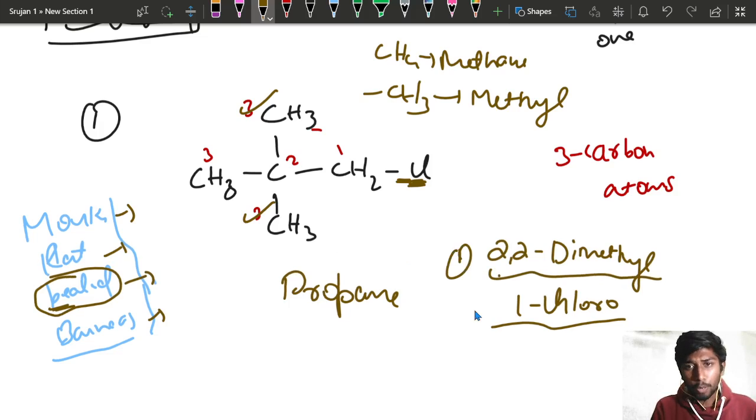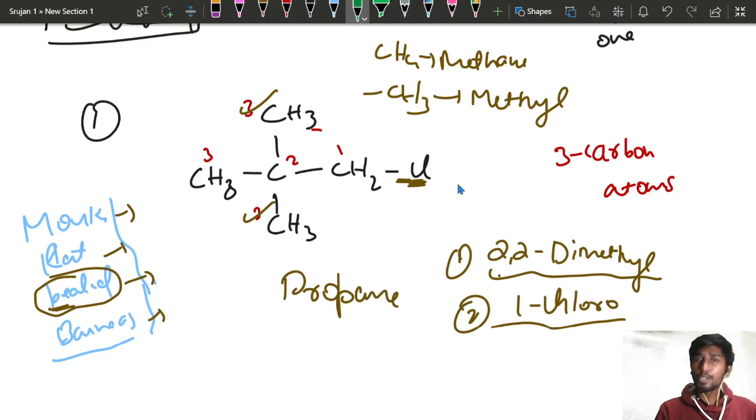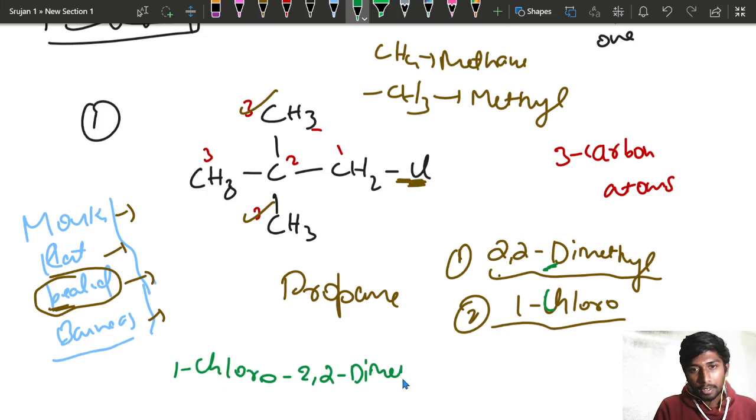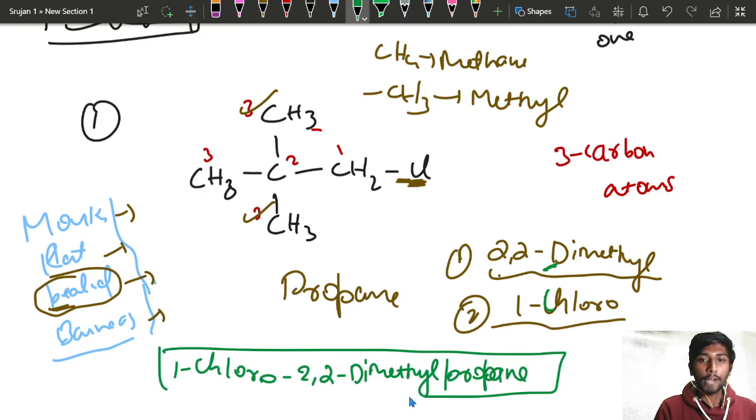There are 2 substituents, 1 and 2. So which one do you have to choose first? The one which comes first in alphabetical order. C comes first and then D comes. So first we name it 1 chloro, 2,2 dimethyl propane. Okay, this is how you have to label it.